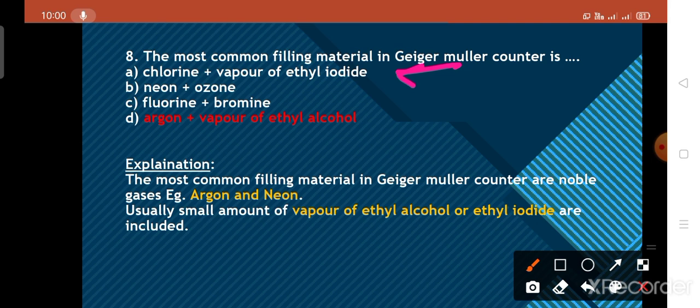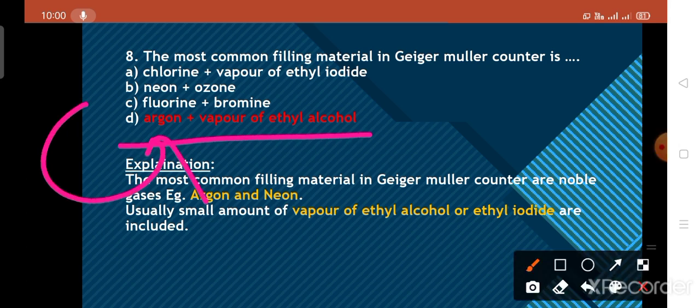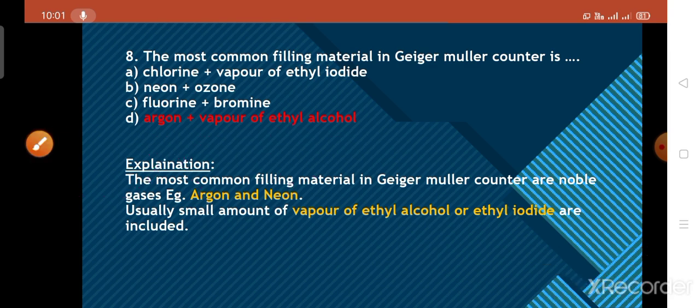The first option is incorrect, because chlorine is not used as a filling material in the GM counter. Then neon plus ozone is given, but ozone is not used as a filling material in the GM counter, so we can exclude this option. Then the third option, fluorine and bromine, are gases not used as common filling material in the GM counter, so we can exclude this option also. So option D is the correct option, because we can use argon as a noble gas, and also the vapor of ethyl alcohol.